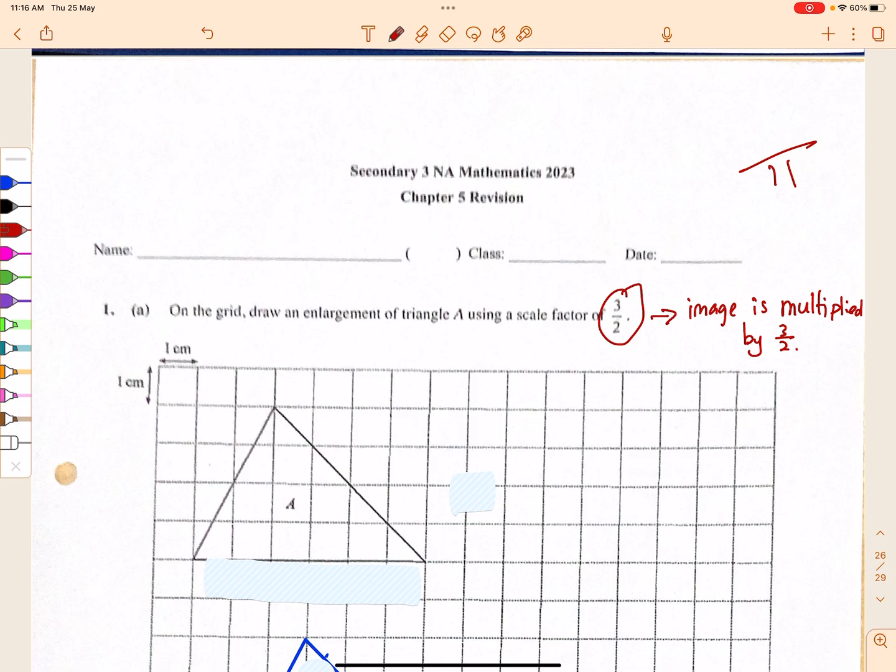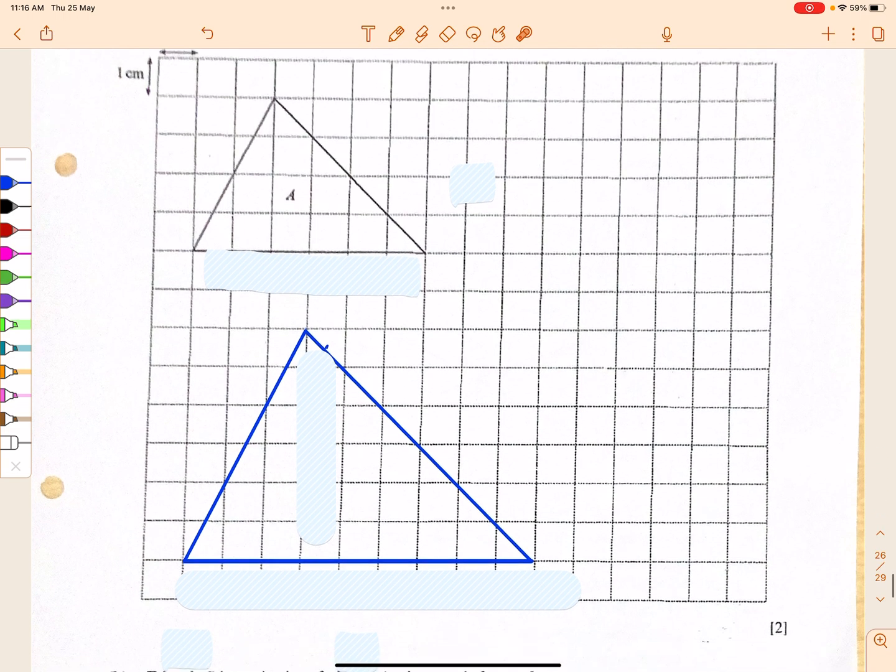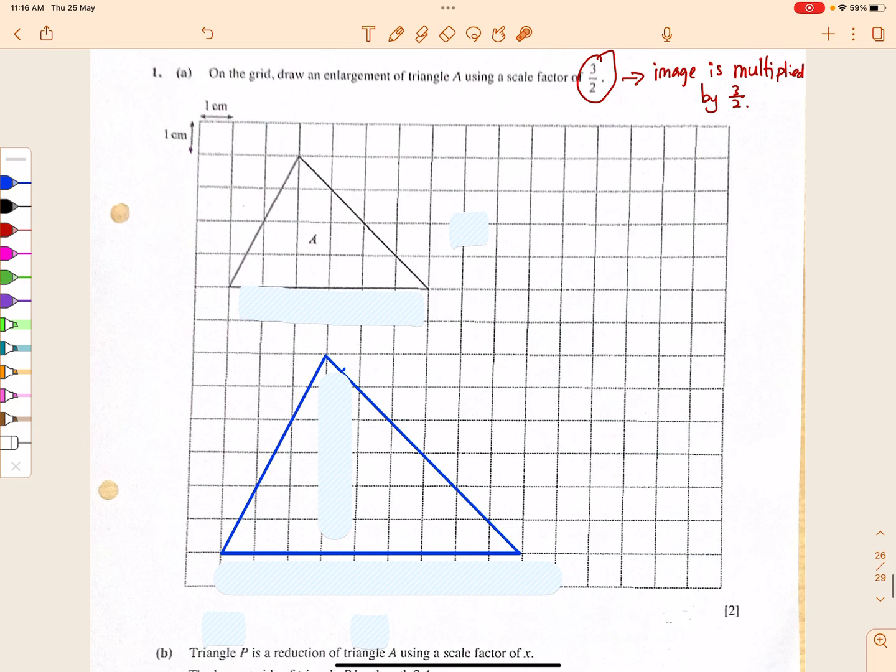Now for question 1, it says that there's an enlargement of a triangle using a scale factor of 3 over 2. So what does 3 over 2 mean? It means that the image is bigger, everything is times 3 over 2, alright? So let's try and see how we can get this triangle out.